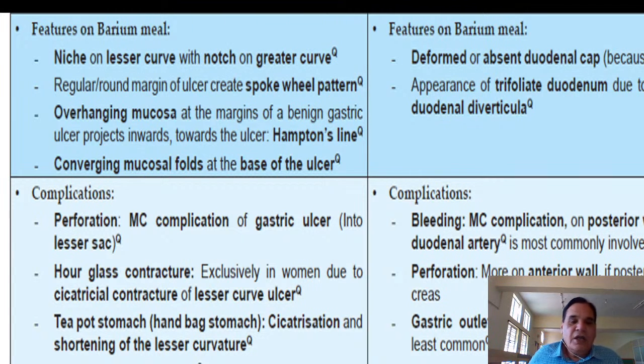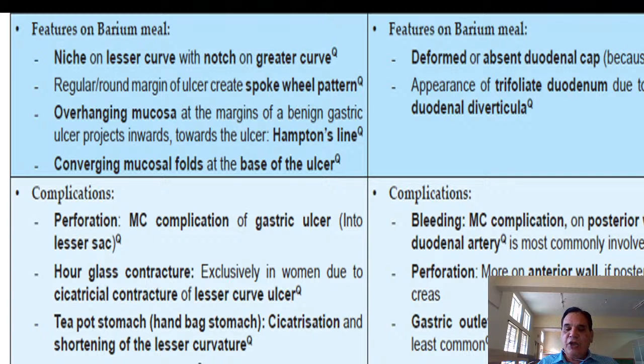Now very commonly done to differentiate. Complications for a gastric ulcer: the most common complication of a gastric ulcer is perforation into the lesser sac. That means posterior perforation. Patient can undergo what is called an hourglass contracture. The contracture, because of cicatrization, occurs on the lesser curve. There can be a handbag stomach in females, and this ulcer is known to undergo malignant transformation.